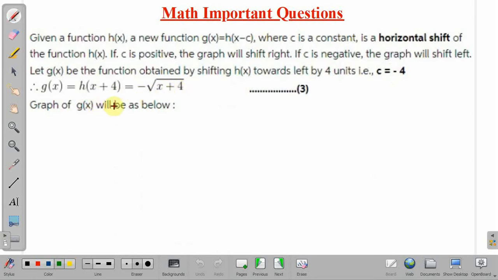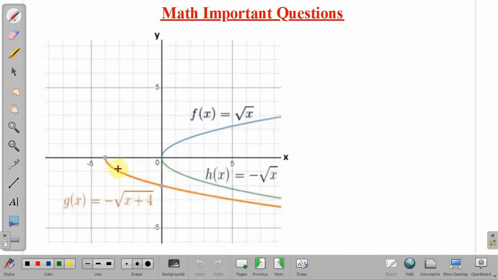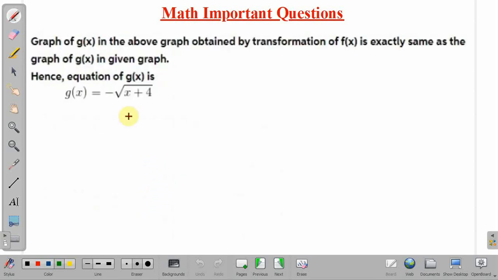So the graph of g(x) will be like this one, after shifting h(x) by 4 units toward the negative direction of the x-axis. This will be the graph of g(x), and g(x) will be equal to minus under root (x+4). So the graph of g(x) obtained by transformation of f(x) is exactly the same as the graph of g(x) in the given graph. Hence, g(x) equals minus under root of (x+4).